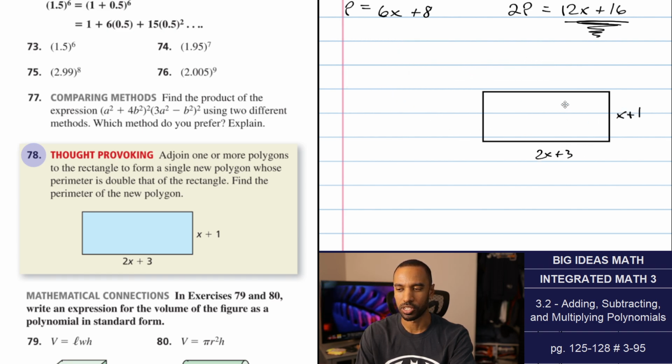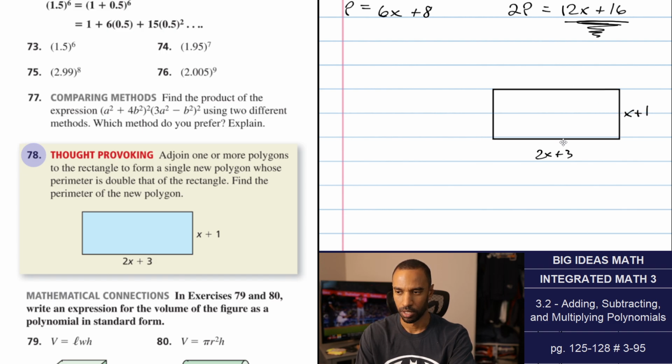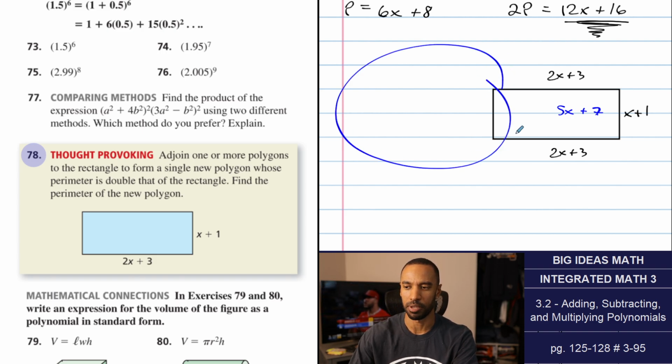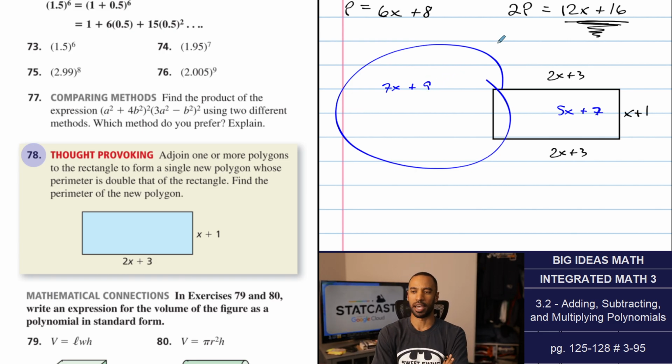I'll lose one of the sides, basically, if I adjoin something. It says one or more. I'll try and adjoin one of them to it. Let's keep, say, the 2x plus 3s here. Let's keep that x plus 1. So far, these ones in total have 4x, 5x plus 3, 6, 7, 5x plus 7. For whatever shape this is going to be, I still need a remaining 7x plus 9 with all of these combined.